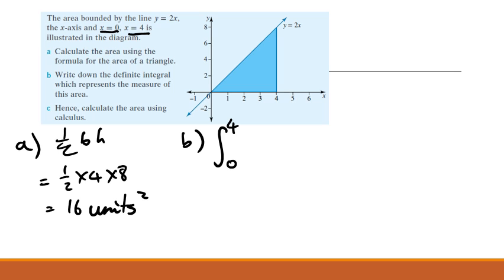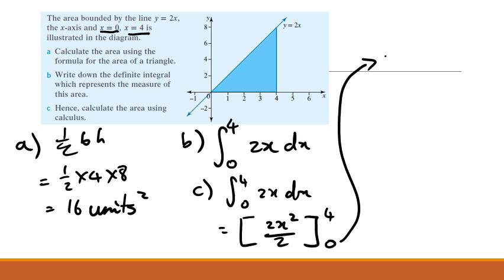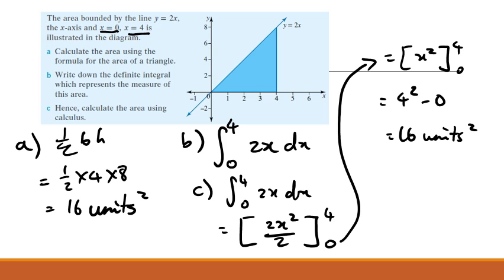Then, what's our function? 2x. There you go. We've written down the definite integral. Then, hence, calculate the area. Integrate it. So x squared over 2, 4 and 0, running out of space. Sub in 4 and sub in 0, so 4 squared minus 0 gives you 16 units squared. So there you go, it works.